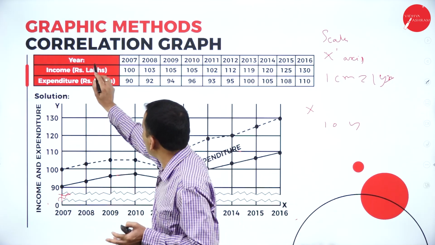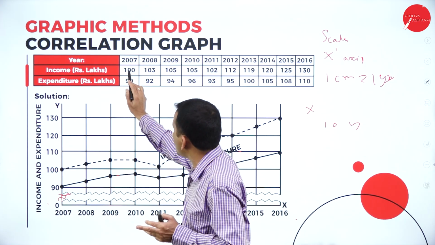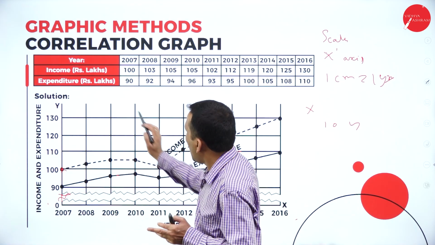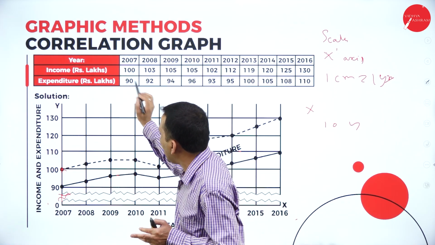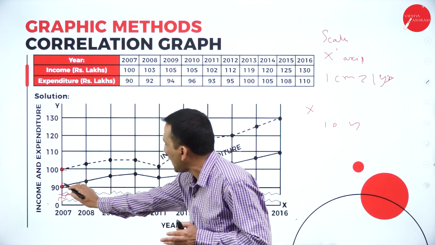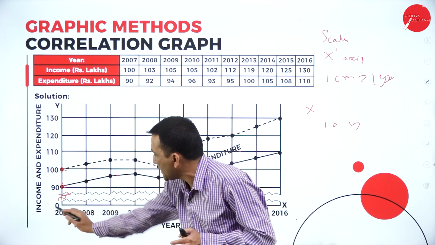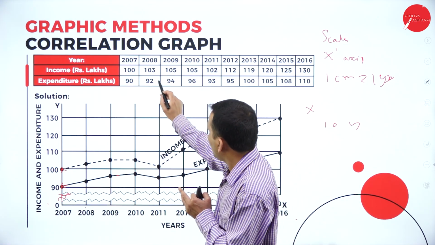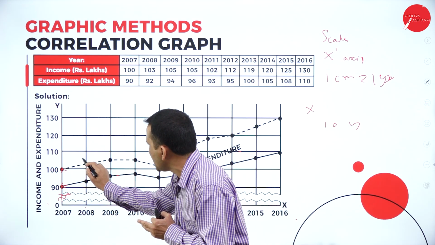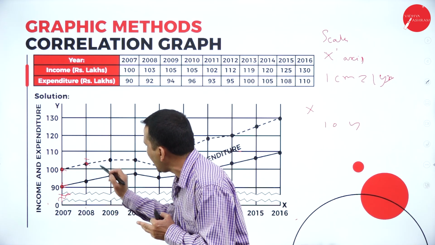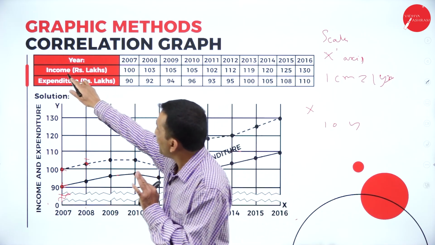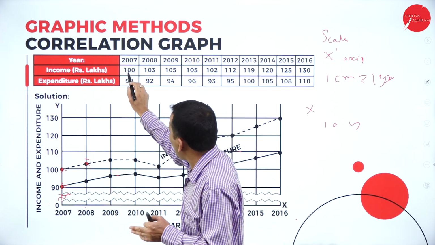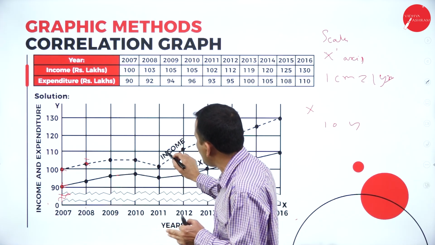For the first year, 2007, the income value is 100, so we mark it here, and the expenditure is 90, so we mark that here. This is how the graph starts from the origin, 0. Next, 2008 income is 103, just below 105, so I mark it here. Let me complete income first, then go to expenditure. Income is the dotted line.